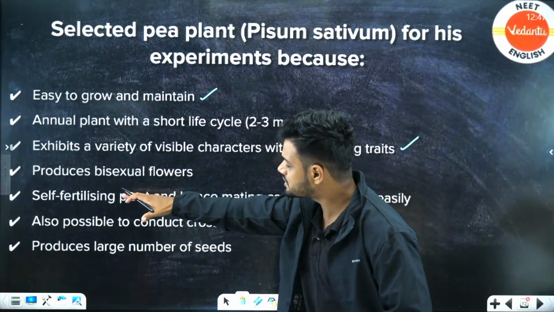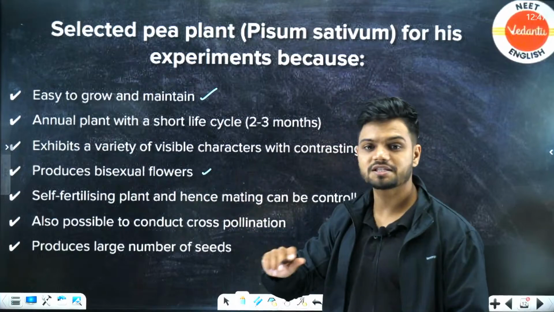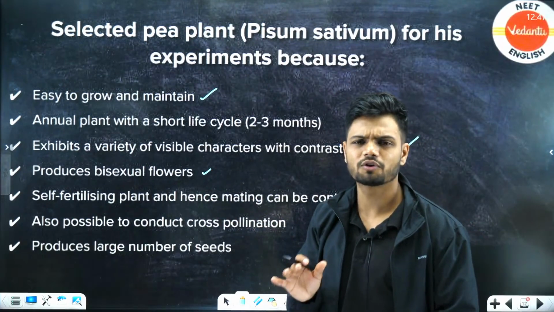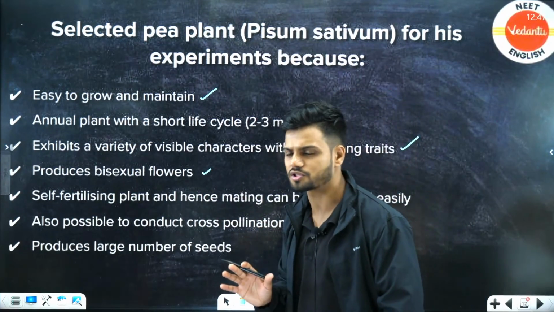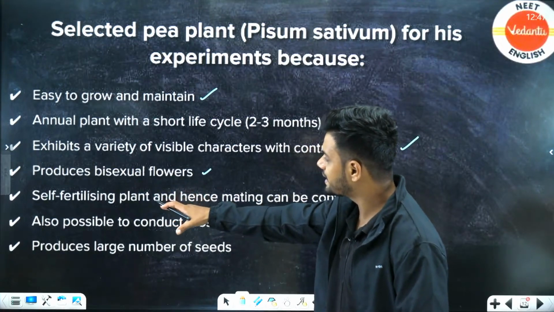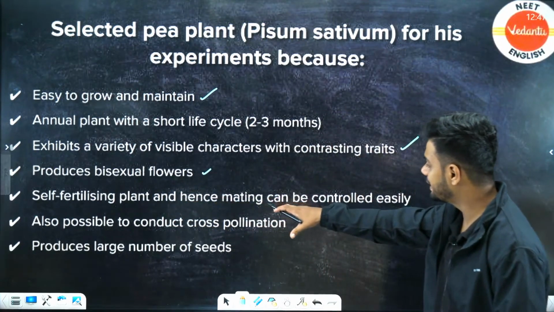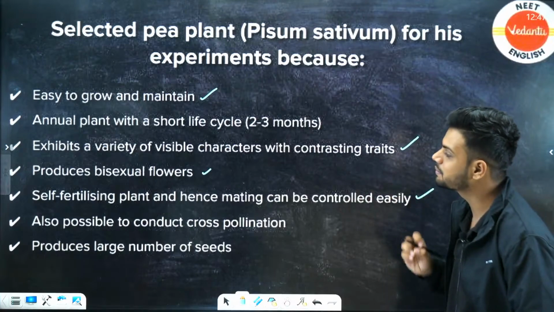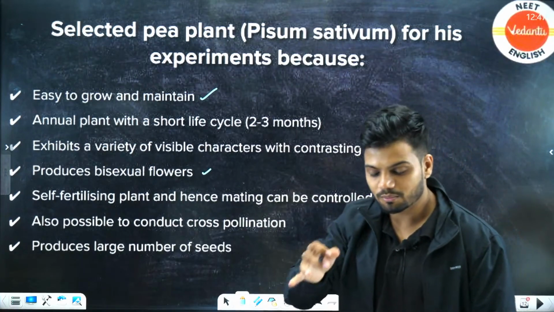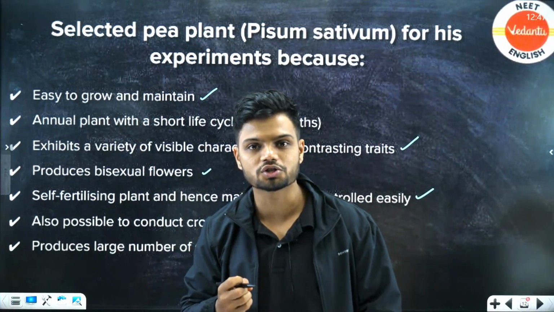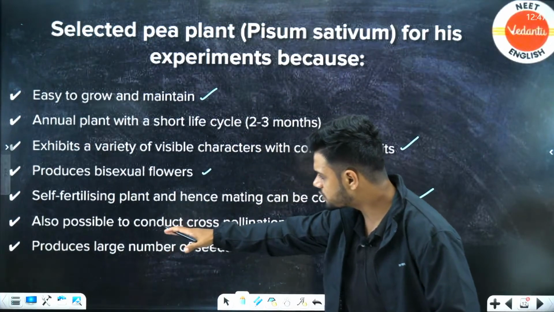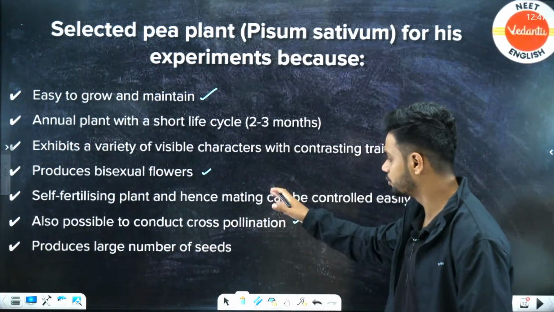It produces bisexual flowers. Yes. It is easy for pollination, basically. It is a self-fertilizing plant and hence mating can be controlled easily. Self-pollinating plants, remove the anther, control the pollination. It is also possible to conduct cross-pollination, I told you already.